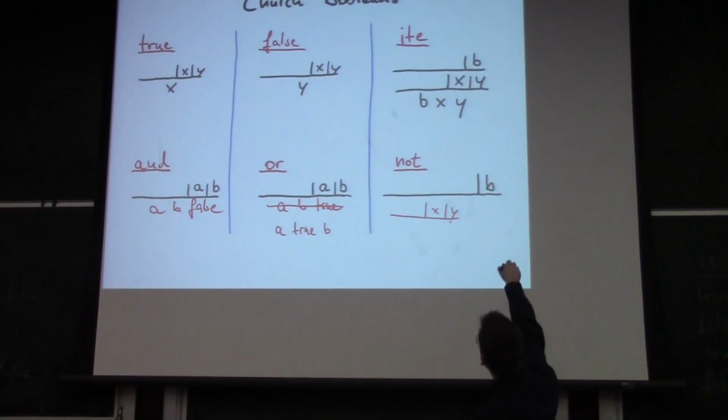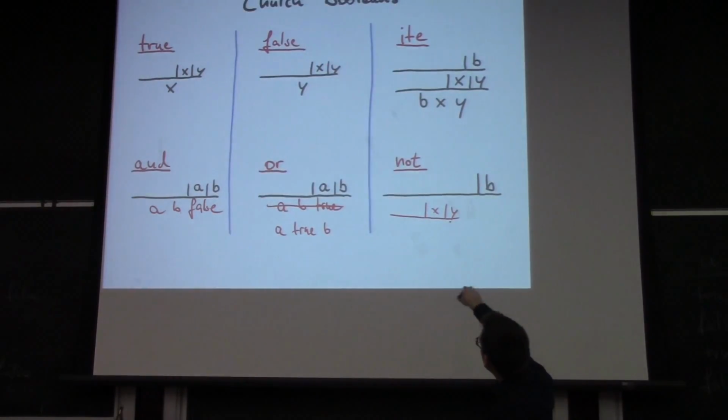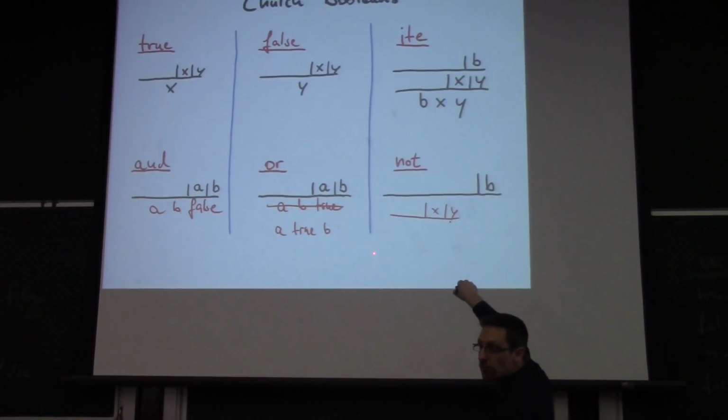So let's see again. B can be of this form, or it can be of this form. If it's of this form, I can, for instance, let it eat the X and the Y, and then it would return the X. So altogether I would have this family that takes an X and a Y and returns an X. But that's true, and what I wanted to have in the end was false and not true. So I need to do something slightly different to get the right result.